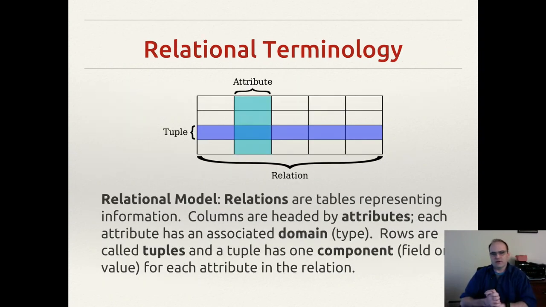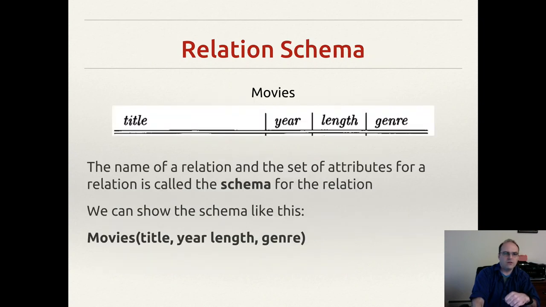So here is a little bit of a graphic that lays that out. I actually grabbed that graphic right off of Wikipedia, and it does a great job of showing exactly what it is. So you can think of the relation as the whole table, right? Remember, it's a two-dimensional form to show our information. Our tuple is our row, our attribute is our column, and the intersection that we're looking at is our component, which is our field or value.